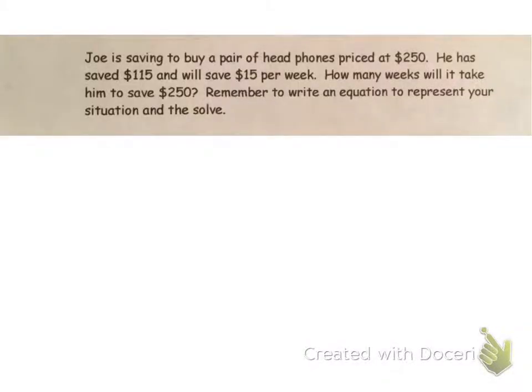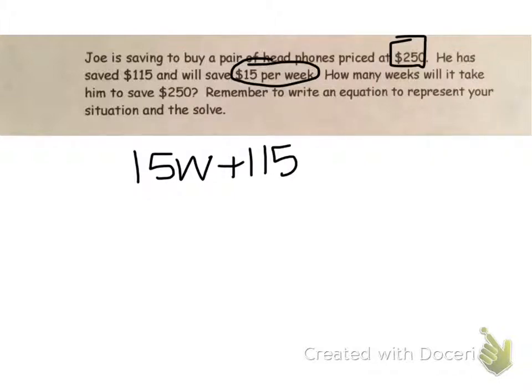In our last equation, Joe is saving to buy a pair of headphones priced at $250. Pretty important. He has saved $115 and will save $15 per week. That $15 per week is important because anytime you see the per or the each, that'll usually imply multiplication in one of these. Since he's already saved up $115, we'll add it to those savings, and we want to find how long it takes him to save $250.